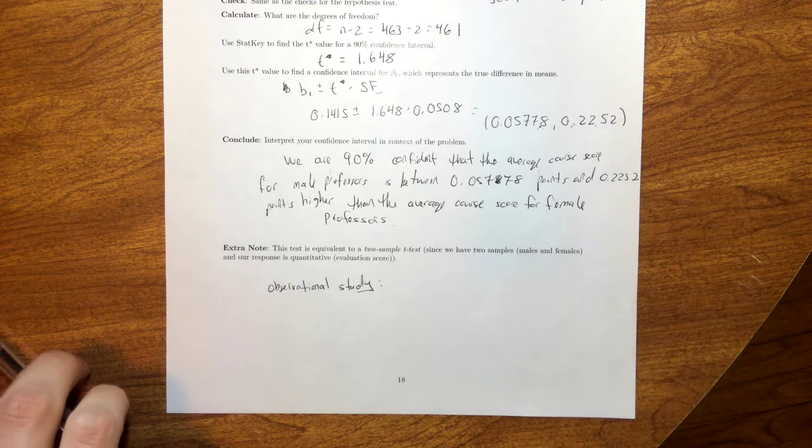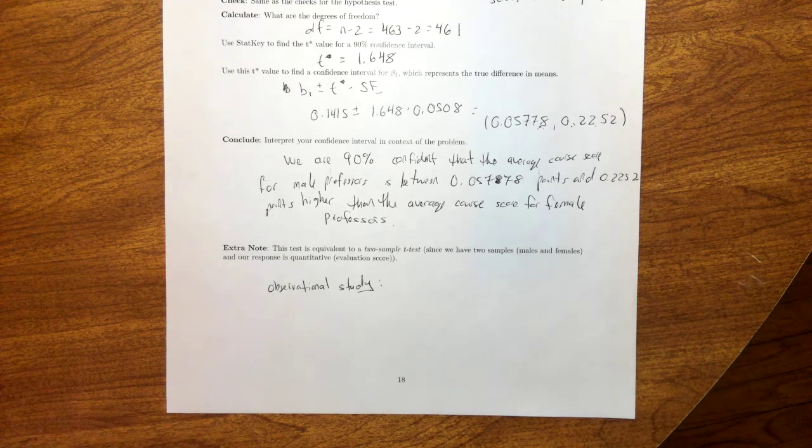Okay, so that wraps it up for our simple linear regression. Where we're headed next is, well, what if we wanted to include multiple predictors in our regression model? For example, we had attractiveness and we had gender as possible predictors for course score. What if we wanted a model that included both of those? And so that's where we're headed for the very last section that we'll talk about in this class.